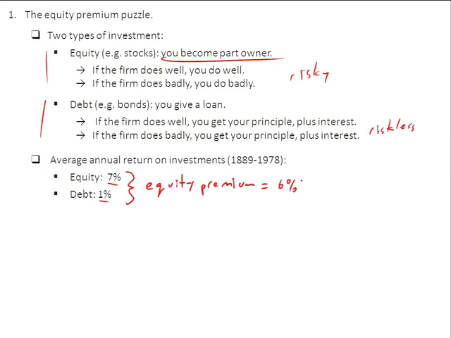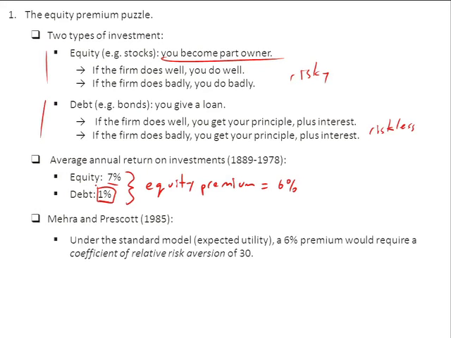And they're willing to accept a really quite dramatically lower payoff in exchange for having that risk taken away from them. Now, back in 1985, this got labeled a puzzle by Mehra and Prescott because they took a really quite flexible version of expected utility theory and tried to find out how risk-averse people would have to be under that model in order to generate an equity premium of 6 percentage points. And what they found was that people would have to have a coefficient of relative risk aversion of 30.